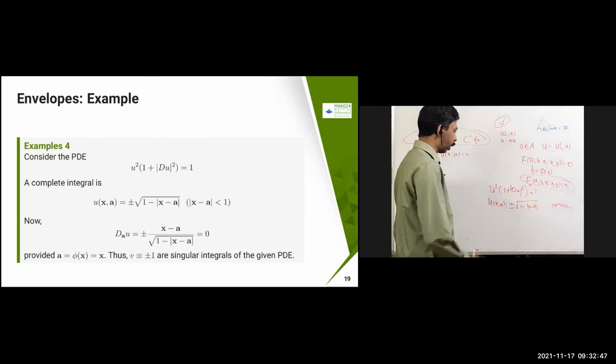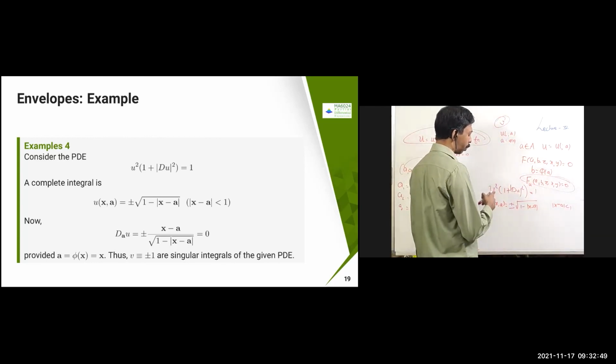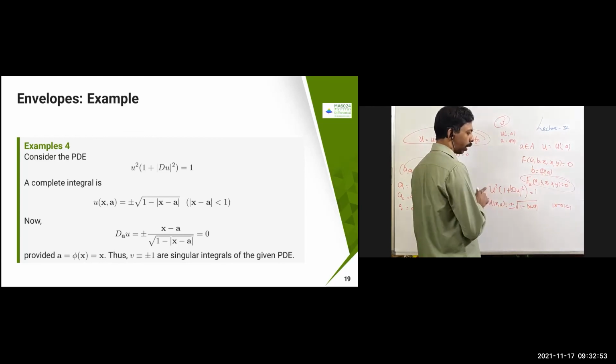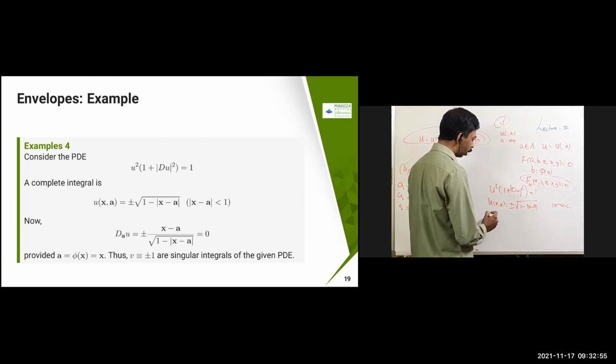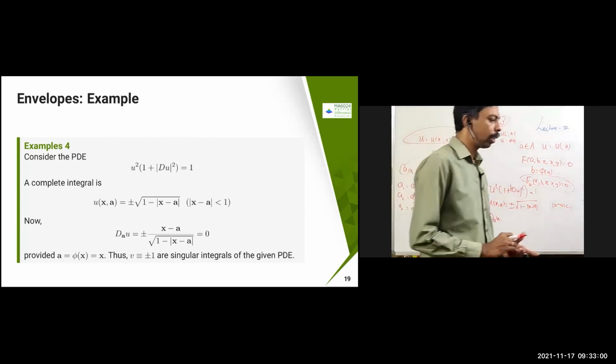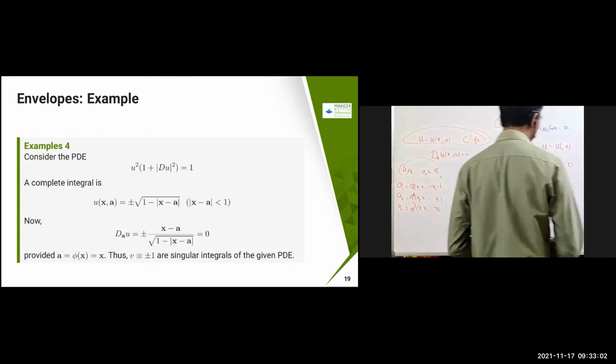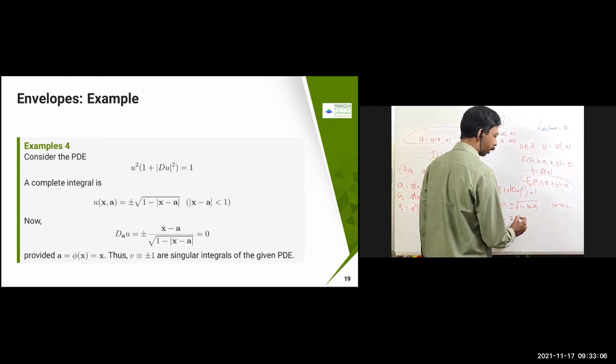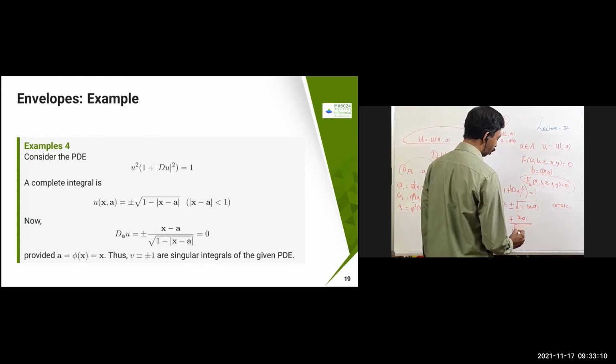You can just calculate the du here, and then substitute it and check whether it is going to be true or not. Now I'm just going to calculate dau. dau is going to become plus or minus mod x minus a divided by square root of 1 minus mod x minus a.